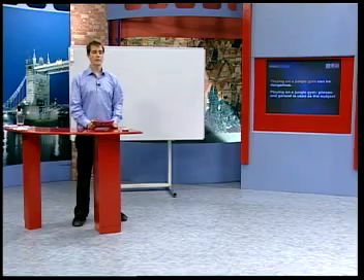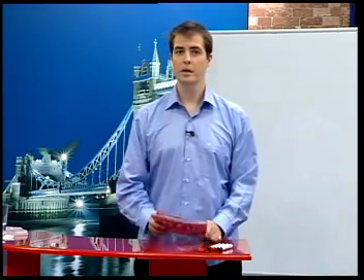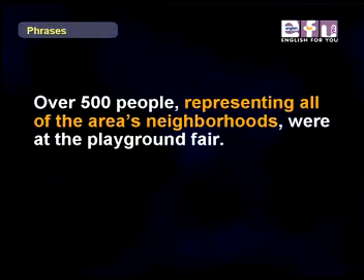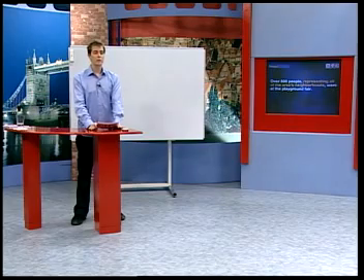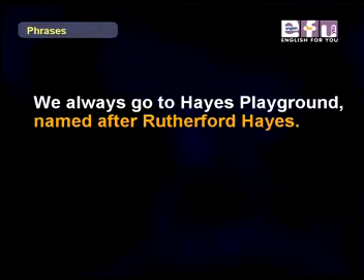A phrase may also come in the middle of a sentence. These are called participle phrases because the present participle is used. Have a look at this example. Over 500 people representing all of the area's neighbourhoods were at the playground fair. In this sentence, representing all of the area's neighbourhoods is the phrase. Phrases may use a past participle also. These are called past participle phrases. We always go to Hayes Playground, named after Rutherford Hayes. In this sentence, named after Rutherford Hayes is the phrase.